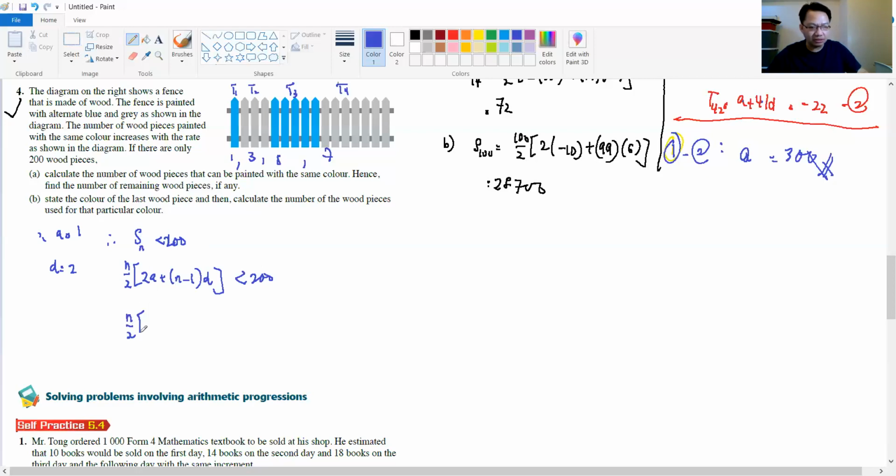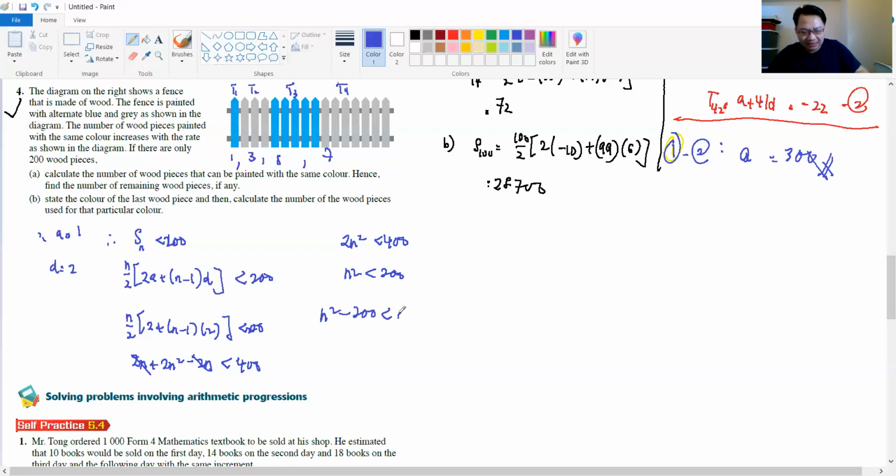Okay guys, so substitute everything: n over 2, 2a, a is 1, which is 2 times 1, plus n minus 1, d is 2, less than 200. So simplify everything, we are supposed to get 2n squared minus 2n less than 200 times 2, 400. Okay, so this one cancels out. So 2n squared less than 400. So n squared less than 200. Okay. So n squared minus 200 less than 0. Another inequality.